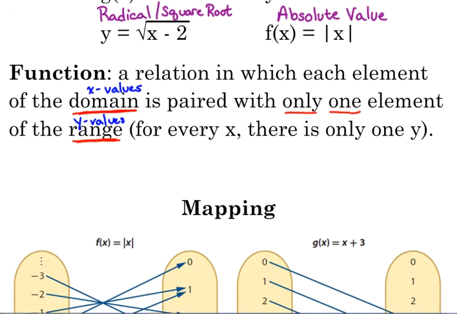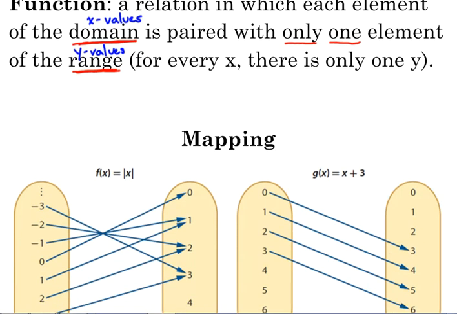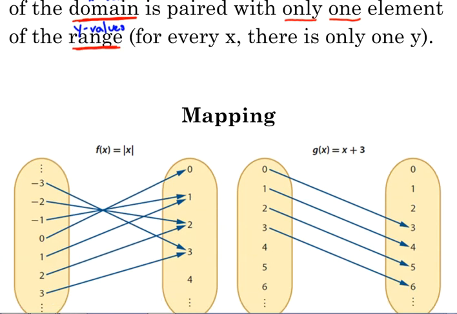So let's look at some different forms of how this may be expressed to you. The first one, we've seen the definition. Now let's look at some visual representations here. We can have some mapping of our functions. So here, the f of x equals the absolute value of x function has been mapped, and g of x is equal to x plus 3 function has been mapped. You've got your x values here on the left, you've got your y values in the oval on the right.